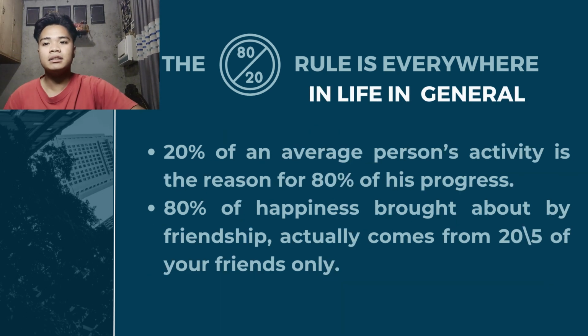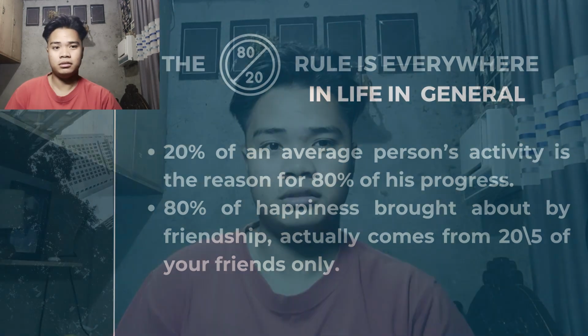And the last one is the 80-20 rule is everywhere in life in general. The first one is 20% of an average person's activity is the reason for 80% of his progress. And the last one is 80% of the happiness brought about by friendship actually comes from 2 out of 5 of your friends only.